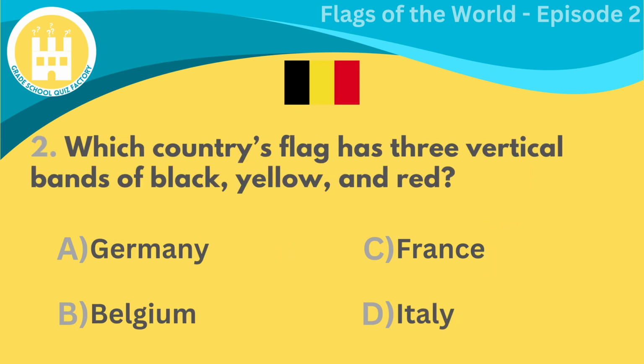Next, which country's flag has 3 vertical bands of black, yellow, and red? The answer is letter B, Belgium.